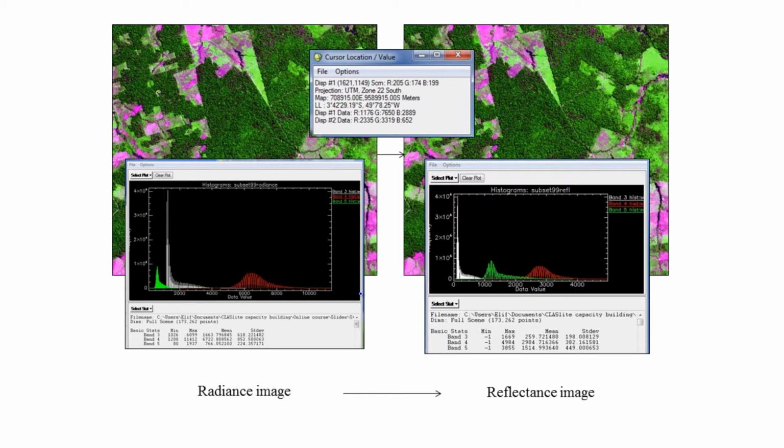After atmospheric correction has been completed, we have our reflectance output. Reflectance, like radiance, is expressed as a percentage. Though the two images may look the same, we can see that the red, green, and blue band values for any given pixel differ.